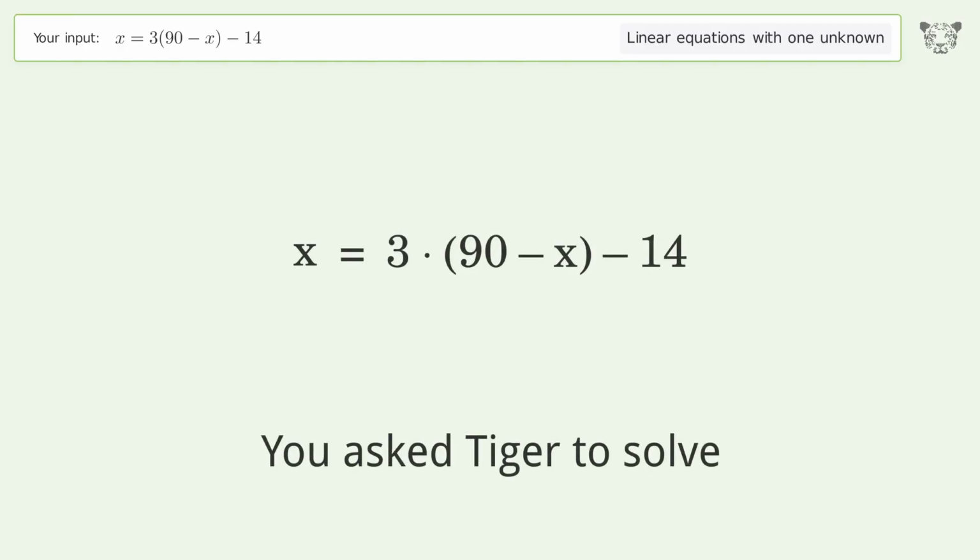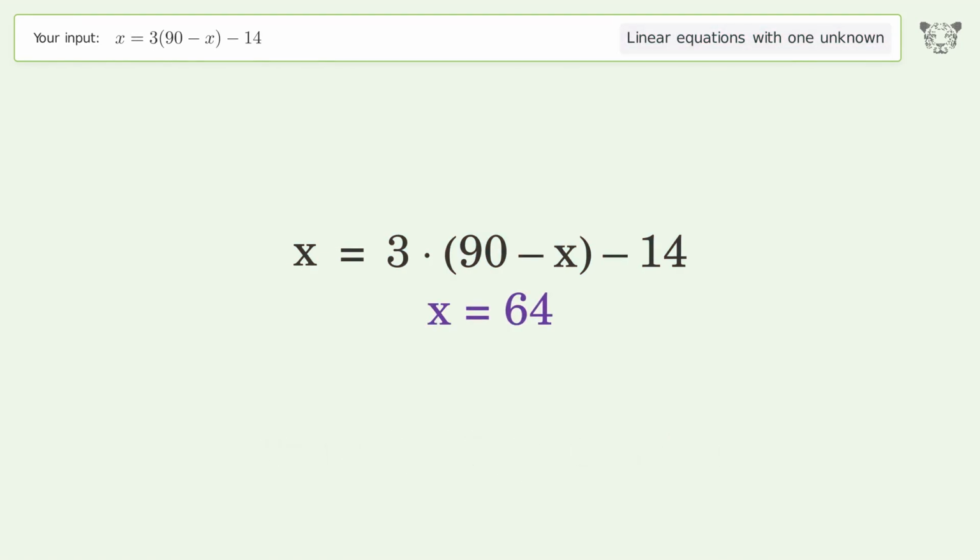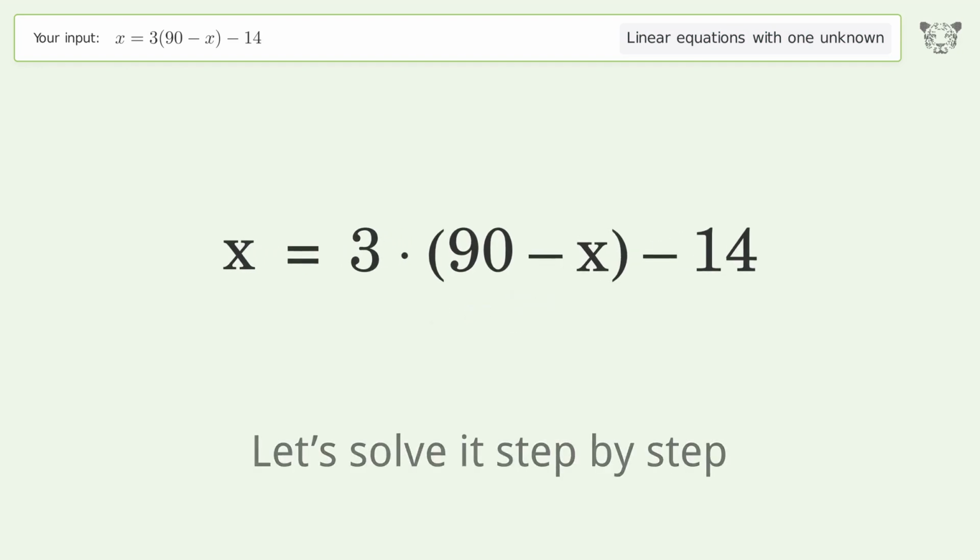You ask Tiger to solve. This deals with linear equations with one unknown. The final result is x equals 64. Let's solve it step by step.